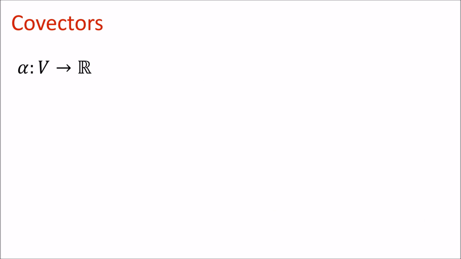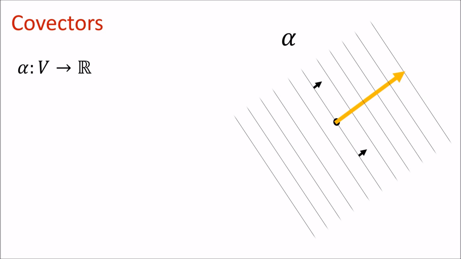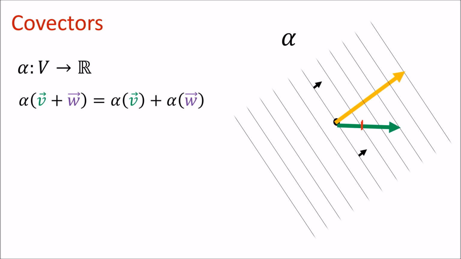Also, by their very nature, covectors obey these two linearity properties here. The first property is that we can add the inputs of the covector or add the outputs and get the same answer. So here you can see that alpha acting on this green vector v gives an output of 3, and alpha acting on this purple vector w gives an output of 2, and if we add v and w together, we get this new vector which pierces 5 lines.